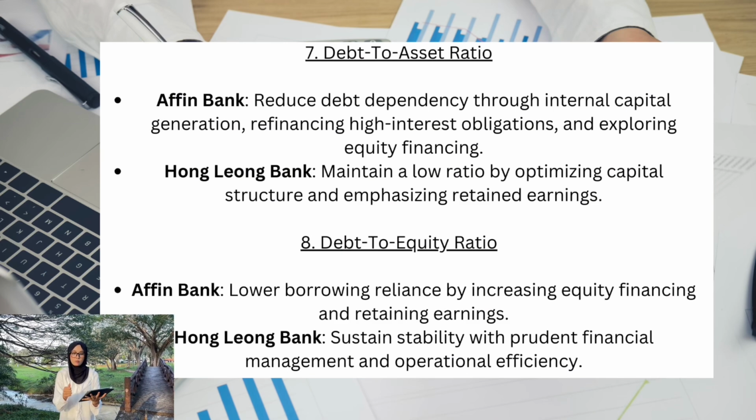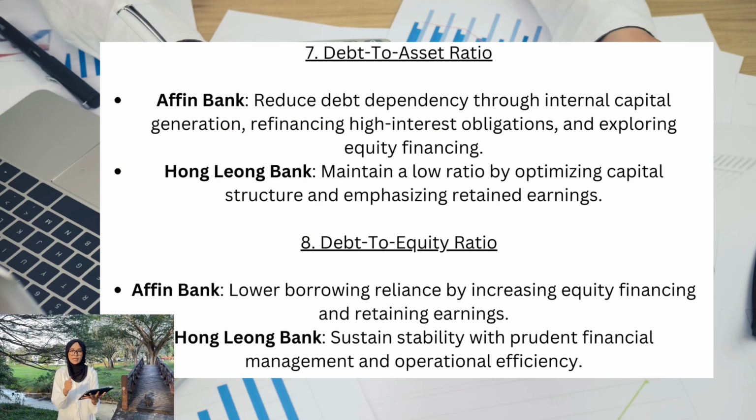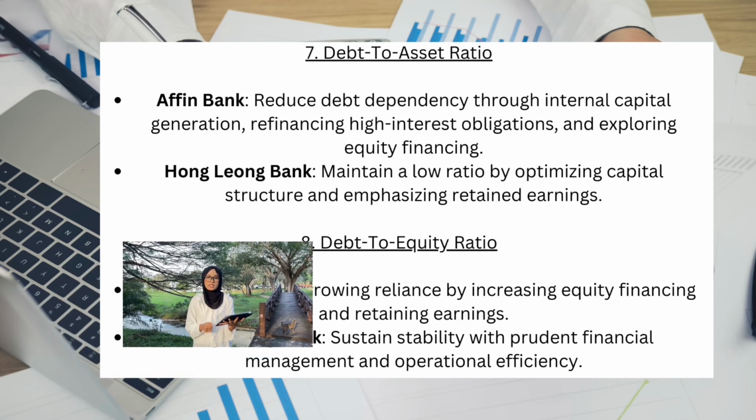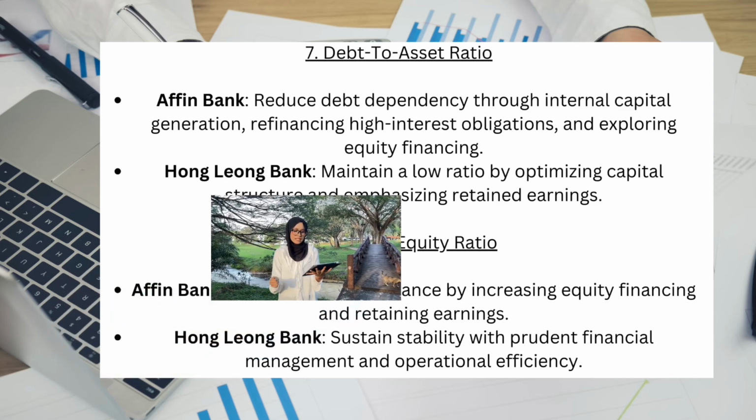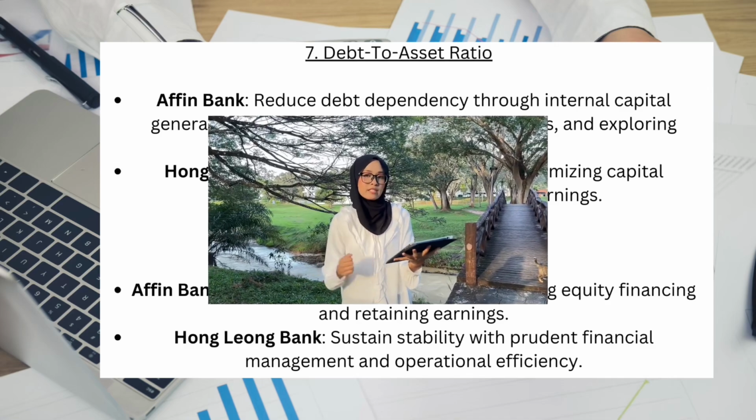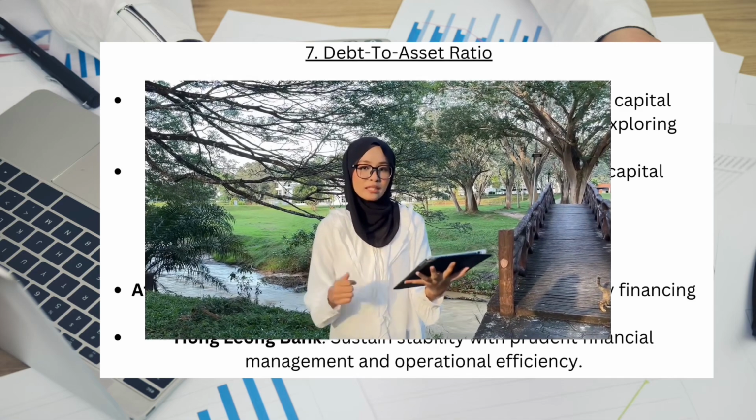Affin Bank should lower borrowing reliance by increasing equity financing and reducing unnecessary expenses. Then again, Hong Leong Bank can maintain its stability by continuing prudent financial management and operational efficiency. In conclusion, both banks have strengths to build on and opportunities to enhance their performance. By adopting these tailored strategies, Affin Bank and Hong Leong Bank can achieve sustainable growth and long-term stability.